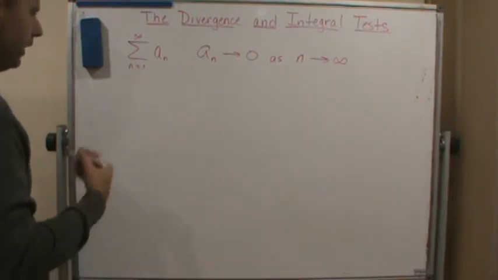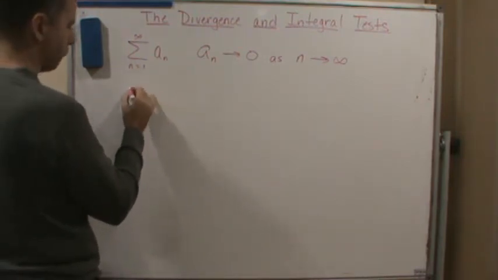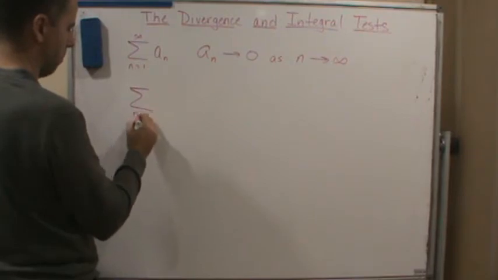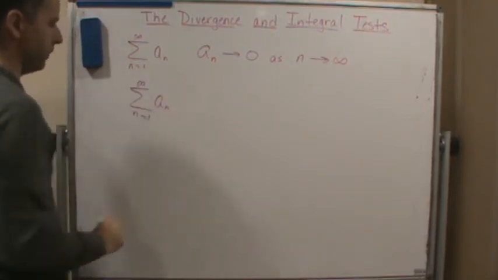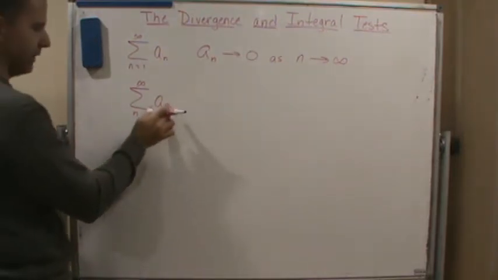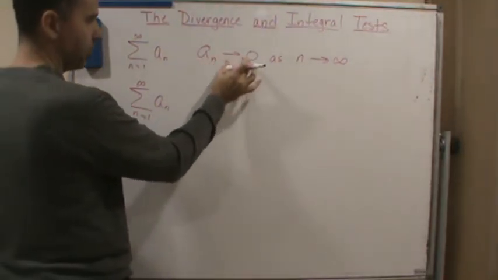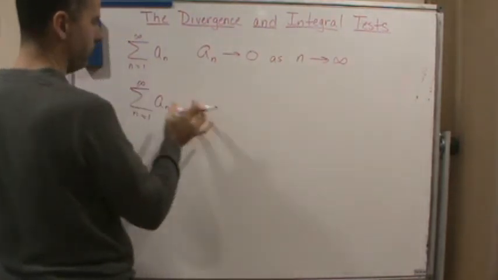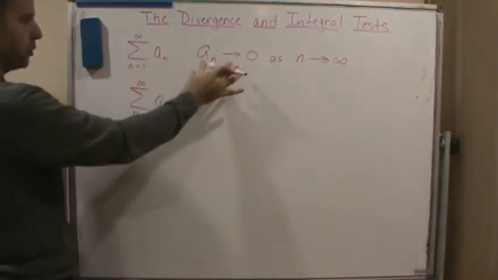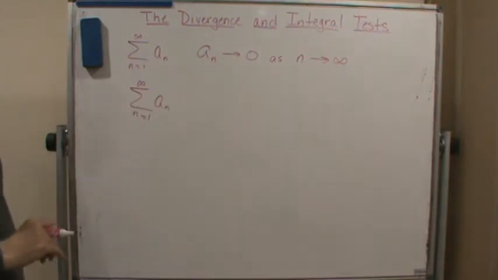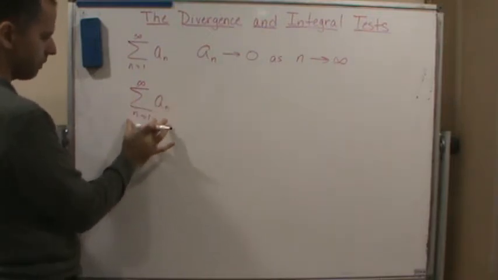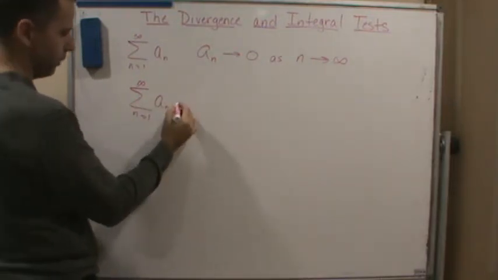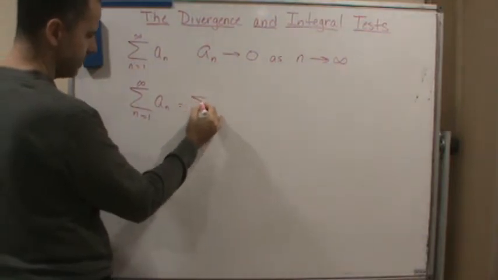Well, if we look at the infinite series, a sub n, right? So we can represent the nth term. So if the nth term approaches 0 as n approaches infinity, that must be true in order for this series to converge. Okay? That means that this series here we can write as the sum, right?